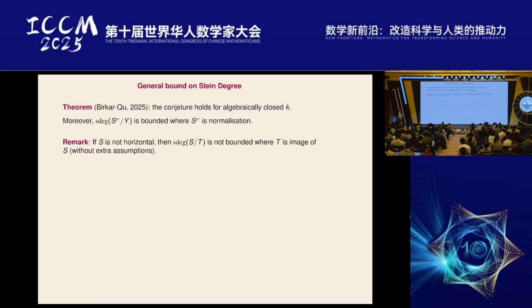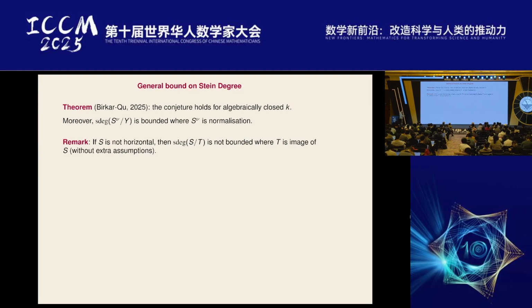And another interesting thing is that if you don't assume this S, or this locus, to be horizontal, then this statement is not true anymore. In fact, we constructed counterexamples where this degree can be arbitrarily large if you don't assume horizontal. But still, a version of this holds.